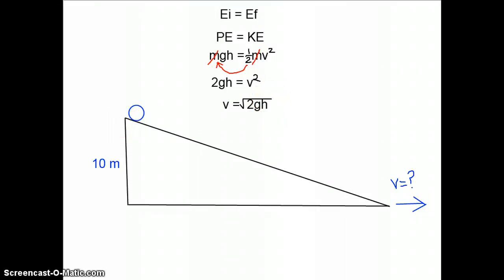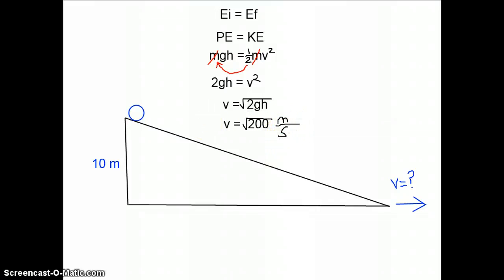Alright, so now that we've solved for velocity, all we have to do is plug in our values. So we know that g equals 10 and h equals 10. So our final answer is that v equals the square root of 200. And that is in meters per second.